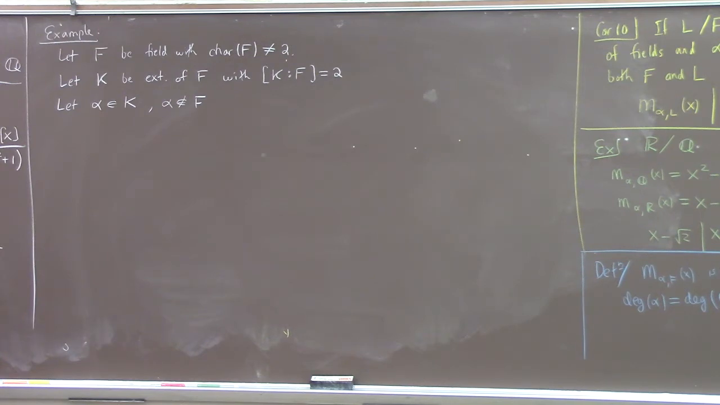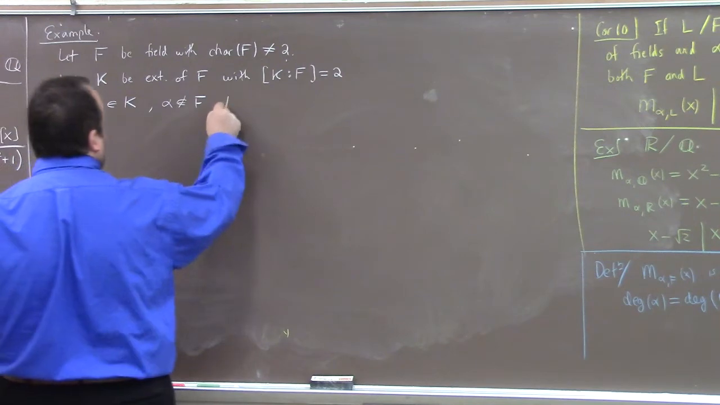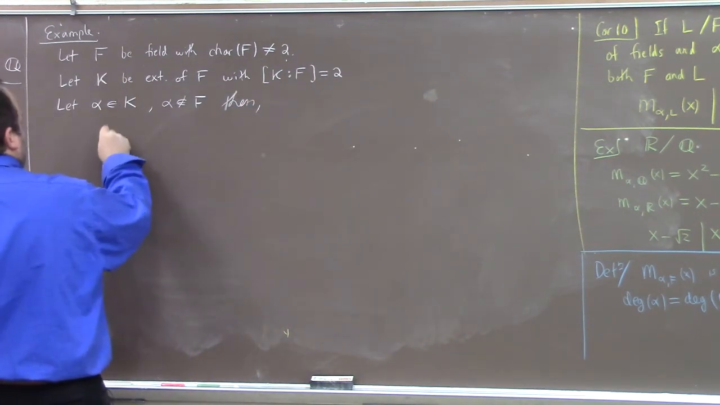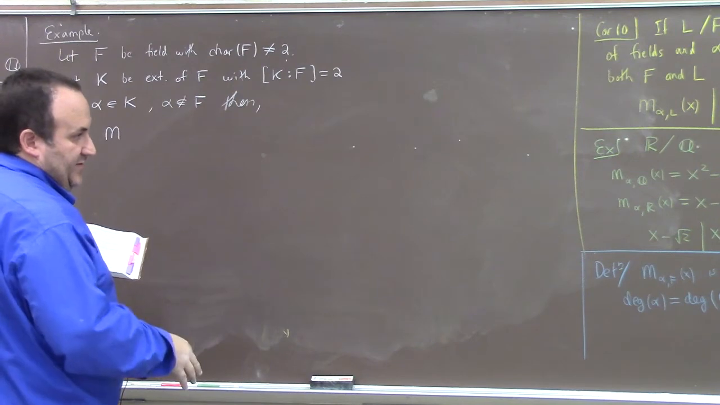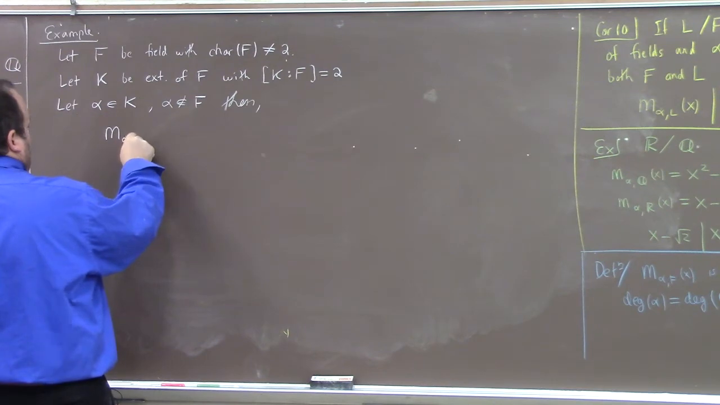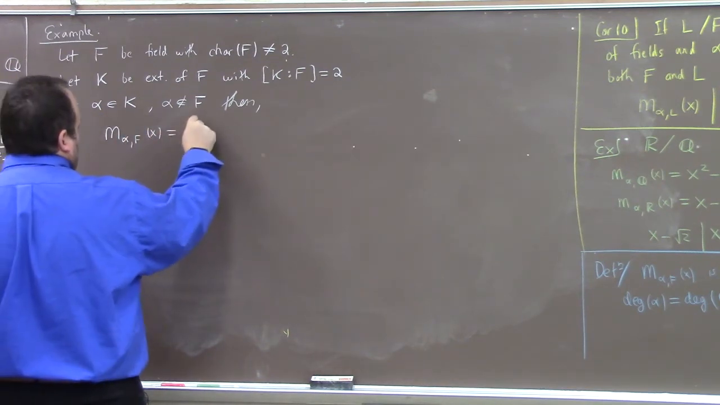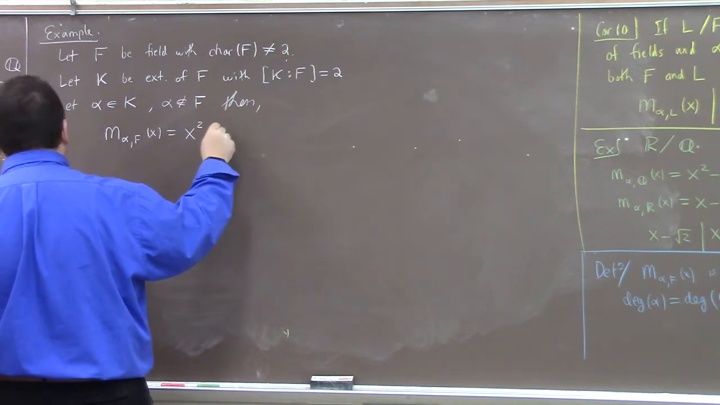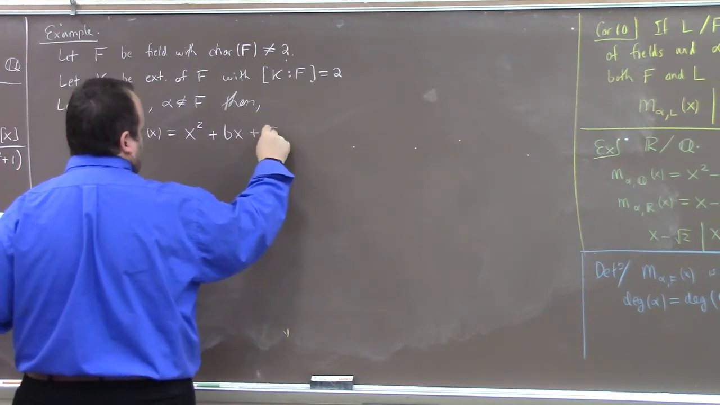He says, by the proposition above, alpha satisfies an equation of degree at most 2 over F. This cannot be degree 1, since alpha is not an element of F by assumption. It follows that the minimal polynomial of alpha has to be a monic quadratic of the form, essentially by the previous corollary, or proposition 12, whichever way we want to look at it, x squared plus bx plus c.